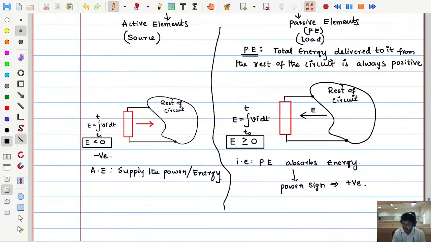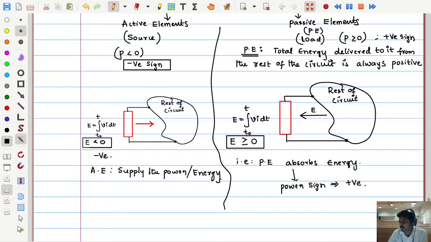And one more thing you should remember: the power sign P is less than 0 if it is an active element, and P is greater than or equal to 0 if it is a passive element. That means this is the negative sign, whereas for this, the positive sign. Which sign? Power sign. Power polarity will be positive for passive elements. Power polarity is negative for active elements.